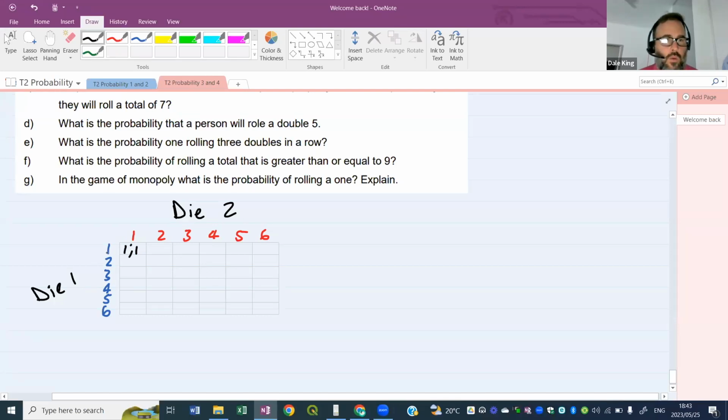What if we stick with the ones? 1 on the blue and 2 on the red. So I'm looking at this now. On the one row, I'm just going to keep going: 1 on the blue, 2 on the red, 1 on the blue, 3 on the red, etc. You would just keep filling that in. And then you go to the next row. A 2 on the blue and a 1 on the red. A 2 on the blue and a 2 on the red, etc.